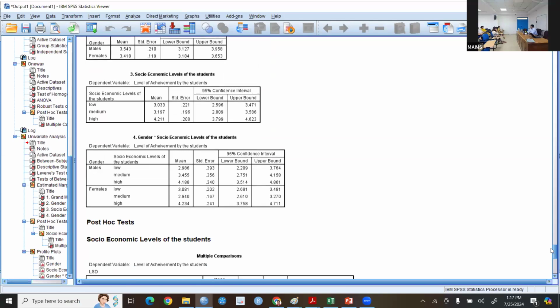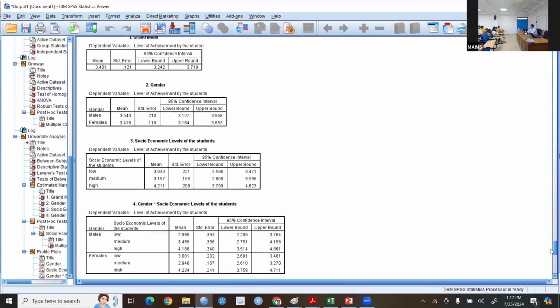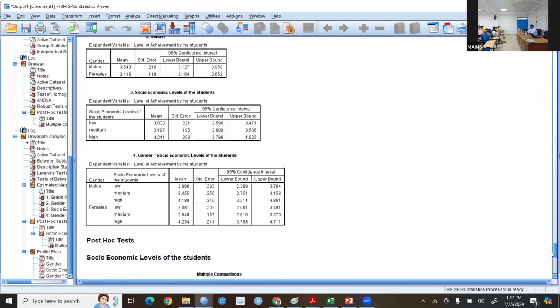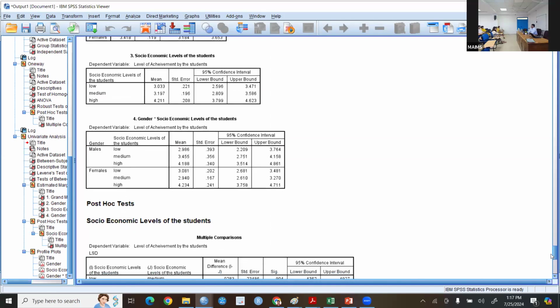You can find in table number 1 grand mean, table number 2 gender का mean, table number 3 socio-economic level का mean, table number 4 gender into socio-economic level. Table number 4 is important. Just see table number 4. 1, 2, 3 तो basics हैं. Look at 4.